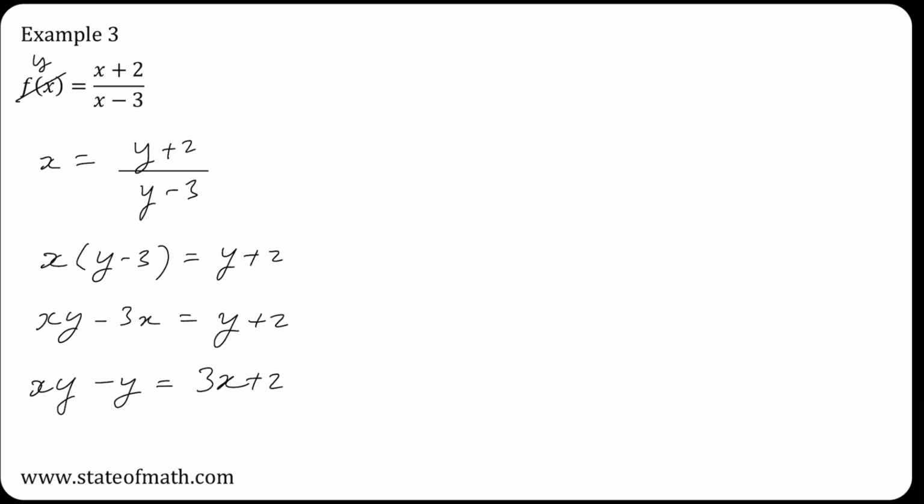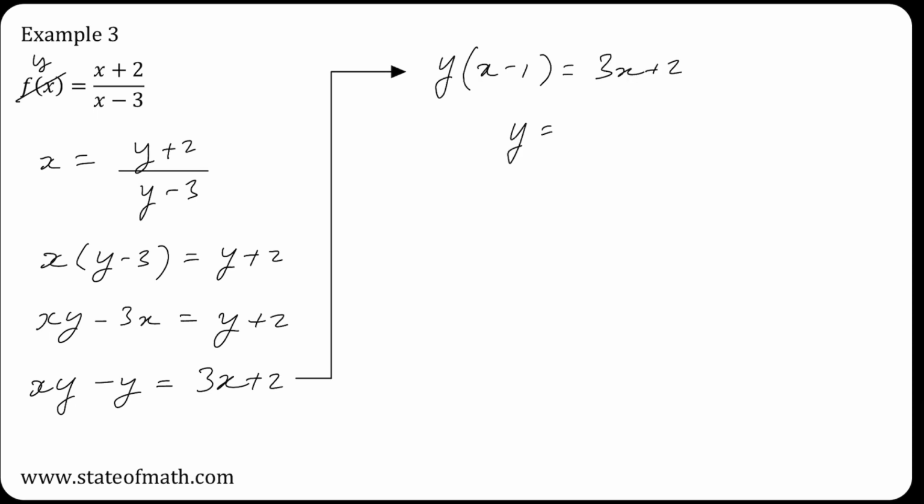Let's continue. So now I'm going to take y as a common factor on the left. So y bracket x minus 1, the right hand side stays the same. And finally, I will divide by that bracket, so y equals 3x plus 2 over x minus 1. Hence, the inverse function is the expression above, 3x plus 2 over x minus 1.